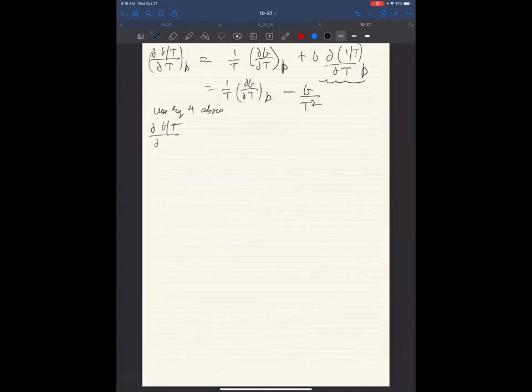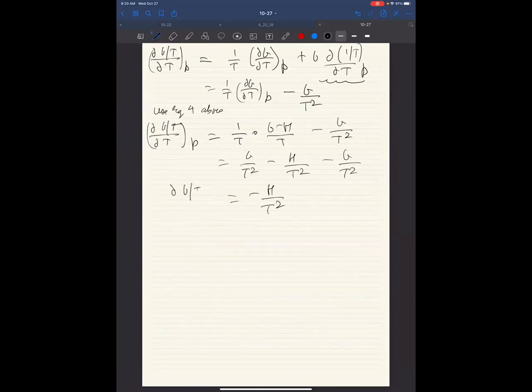So this is equal to 1 over T multiplied by this thing, which is G minus H by T, minus G by T squared, which is equal to G by T squared minus H by T squared minus G by T squared, which is equal to minus H by T squared. So we have just shown that partial G by T with respect to temperature at constant pressure is equal to minus H by T squared.